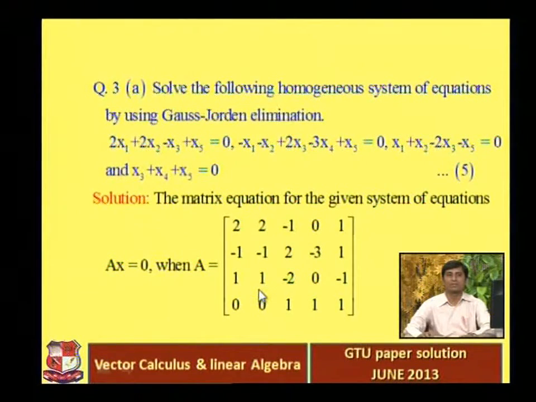The third row is from the third equation: 1, 1, minus 2, 0, minus 1. And the fourth row comes from the fourth equation, x3 plus x4 plus x5 equal to 0. So the coefficients of x1 and x2 are 0, 0, and the coefficients of x3, x4, x5 are all 1, so 1, 1, 1. So here is our matrix. Now we have to convert this matrix into a reduced row echelon form.